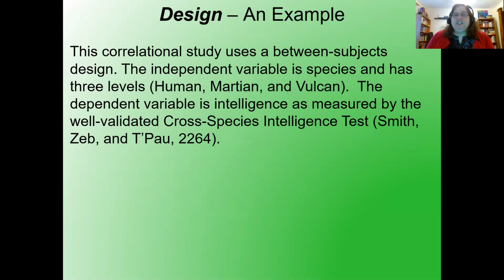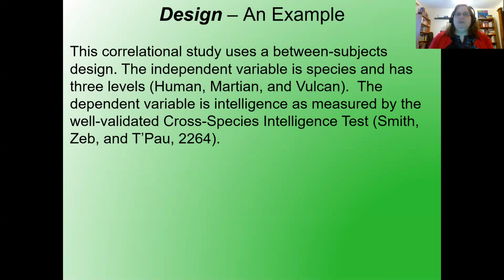Biggest reason, we didn't control the independent variable. We didn't manipulate the independent variable. It's species. We can't tell people what species they are. They either come, in this particular fictional case, as human, Martians, or Vulcans. Can't really tell them which species they belong to. We can't assign some people to be human and some people to be Martian. So it's a correlational study.